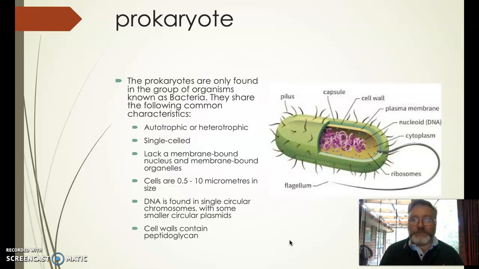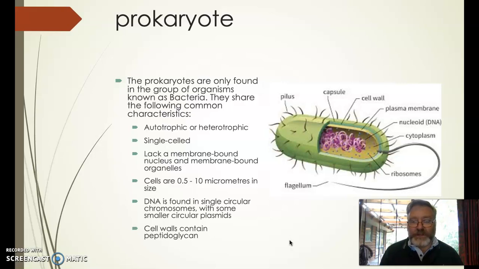So what do they have in common? Well, they can be autotrophic or heterotrophic, so they can either gain their own food through photosynthesis or, more commonly for these guys, chemosynthesis, or they're heterotrophic, they go and find food to eat in some way. It may just be absorbing chemicals from the environment, but they're not making them, they're absorbing them. They're single-celled. They lack a membrane-bound nucleus, so their DNA is free-floating. And they don't have membrane-bound organelles. So it's all a bit of a slosh around inside the cytoplasm, which reduces their size.